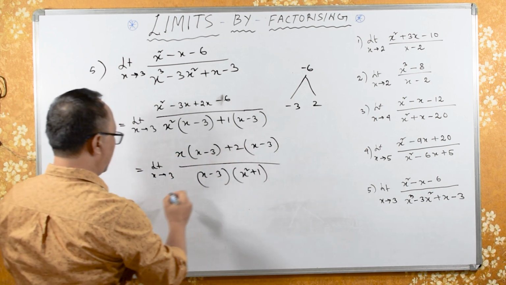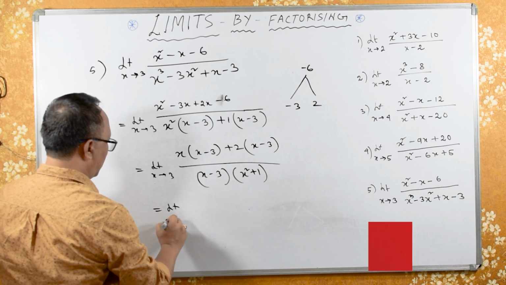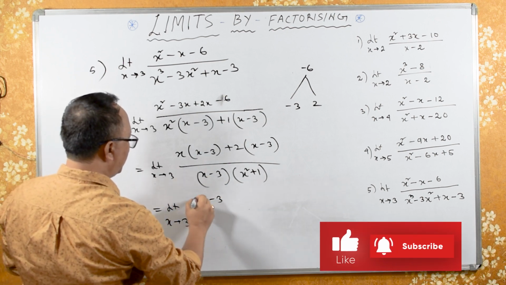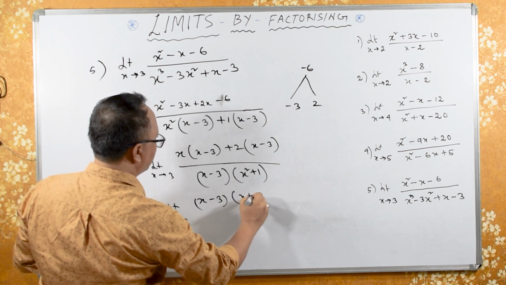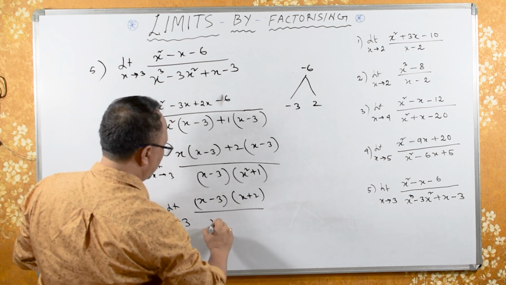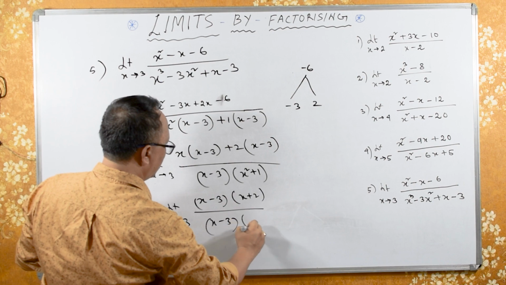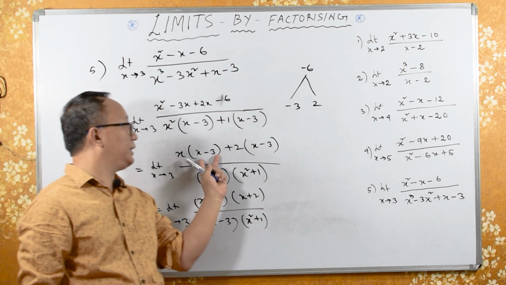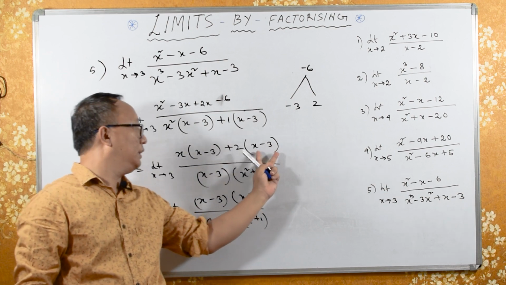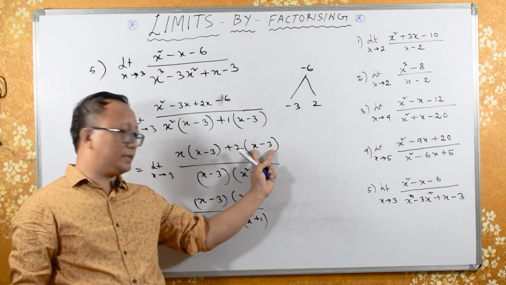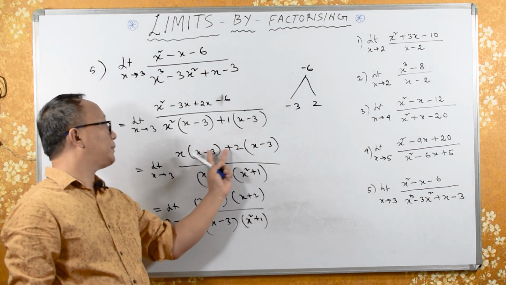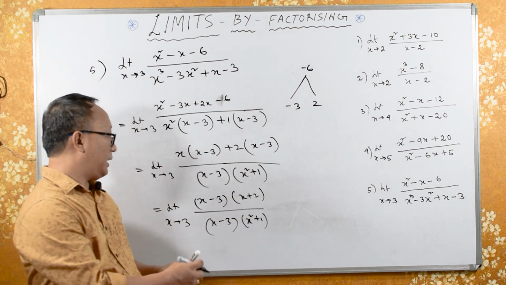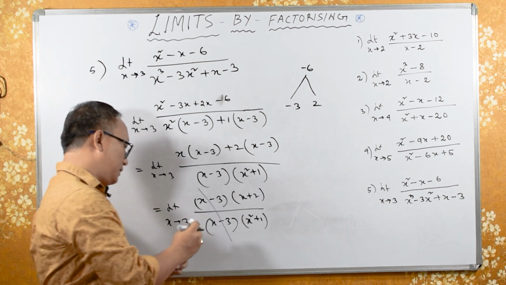From here, limit of x tends to 3, x minus 3 into x plus 2, upon x minus 3 into x square plus 1. I'm taking x minus 3 common. If I take x minus 3 common, I have remaining x plus 2. Here x minus 3 I have, here x plus 2. Here I can cancel x minus 3, x minus 3.